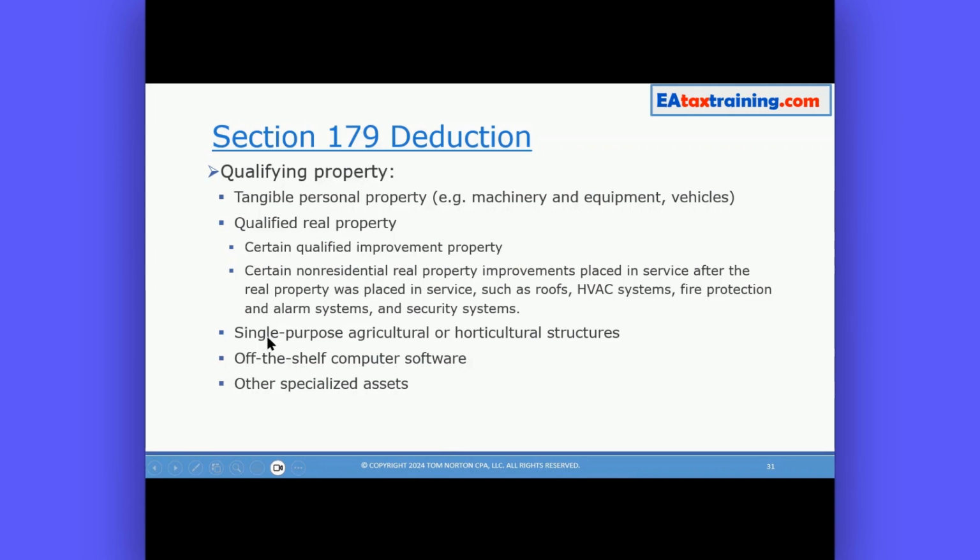Other qualifying property is single-purpose agricultural or horticultural structures, off-the-shelf computer software. In other words, not software that you created yourself, but you went out and bought it. You can use the 179 deduction for that, and then there are other specialized assets. For the exam, you do not need to know all the nuances of this. Just know kind of the big buckets: tangible personal property, qualified real property, single purpose agricultural, off the shelf computer software, and then there's other specialized assets, but they're not going to get that detailed on you on the exam.